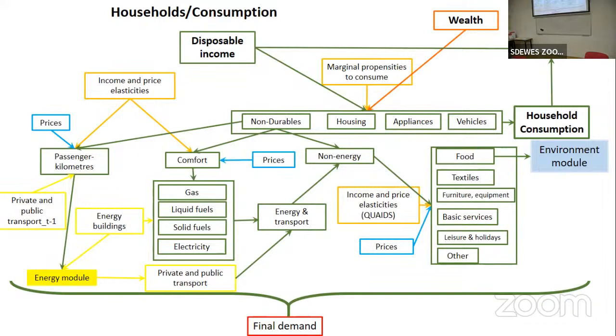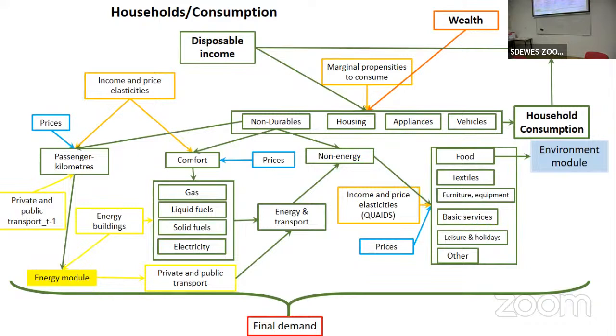We have also the energy in buildings times the comfort. This is the maximum energy requirement for the full comfort. Times the comfort, we have the amount of energy in buildings. Consumption of non-durables minus the consumption of energy in transportation gives the non-energy consumption of non-durables.